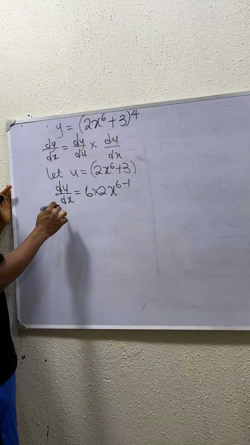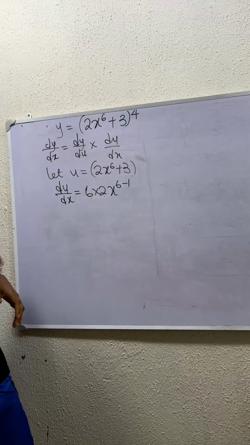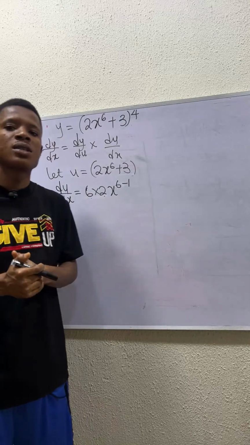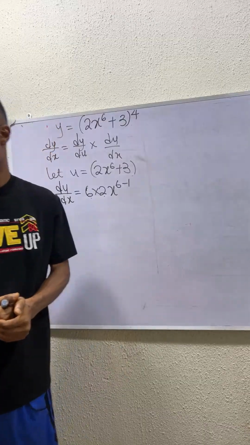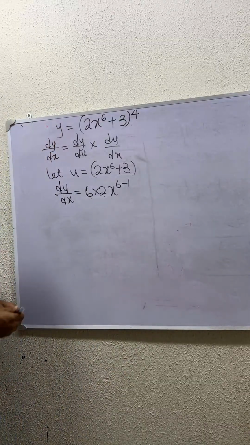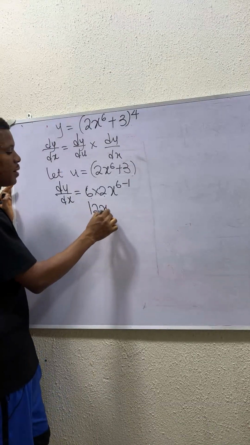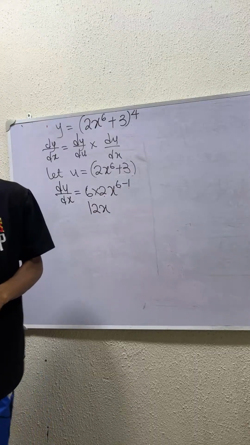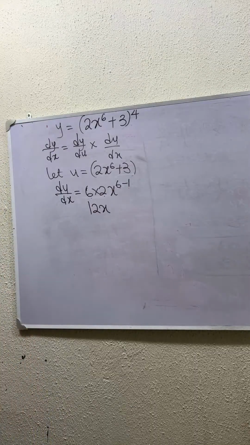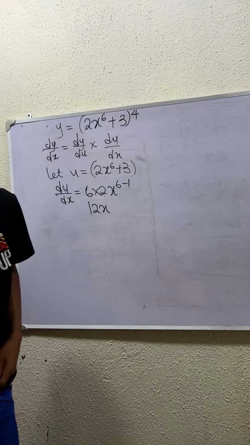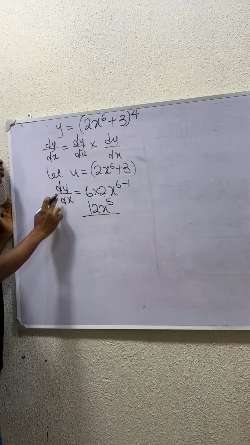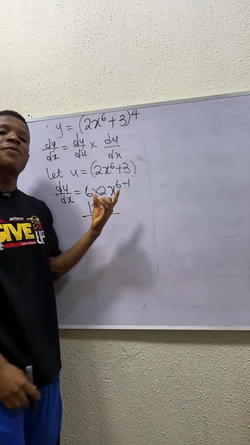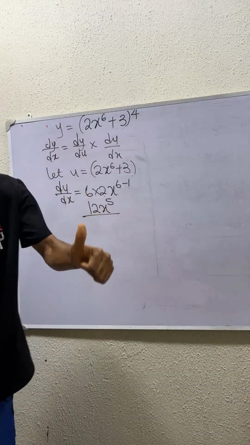The next one we look at is 6 times 2. 6 times 2 is 12. So the answer is 12x. 6 minus 1 is 5. So differentiating u with respect to x gives us 12x power 5.